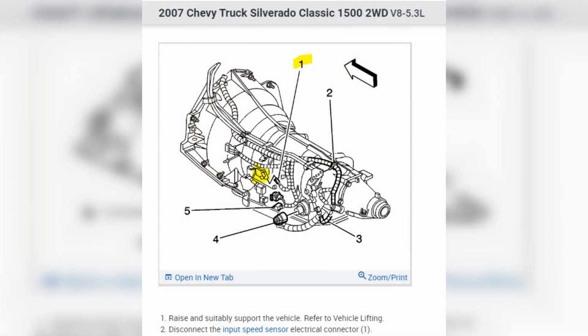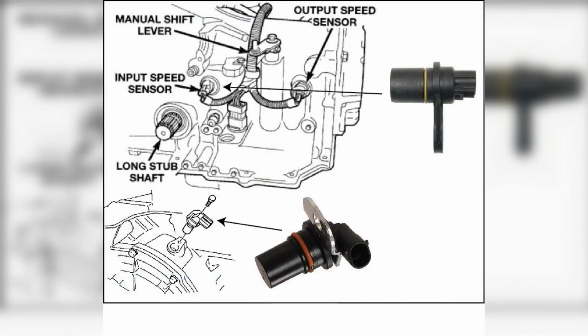Code P0717 will be stored if the PCM detects that the input sensor signal is missing for a given period of time. RPMs are transferred from the motor to the transmission as a reluctance wheel, often mounted on the input shaft, rotates and passes close to the sensor tip. The circuit is interrupted when the grooves or notches pass in front of the sensor. This causes an electronic pattern.